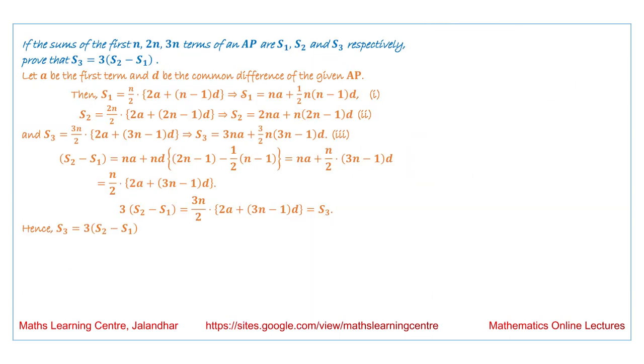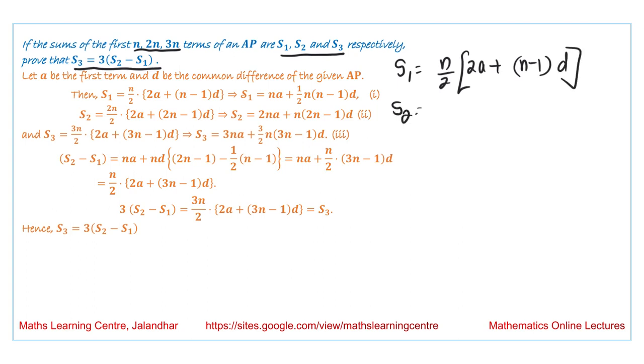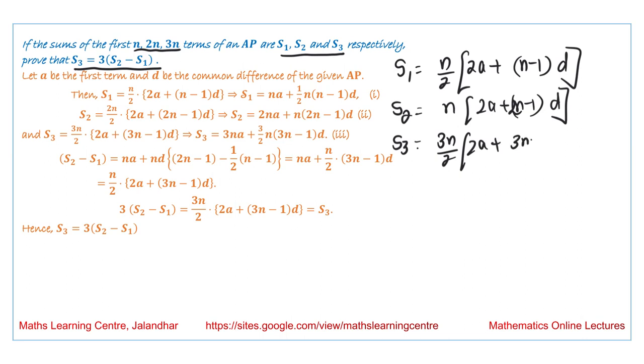Next, if the sum of the first n, 2n and 3n terms of an AP are S1, S2, S3, we have to prove this result. So the value of S1 is n by 2 into (2a plus (n minus 1)d). The value of S2, for 2n terms, is n into (2a plus (2n minus 1)d). And S3 is 3n by 2 into (2a plus (3n minus 1)d).